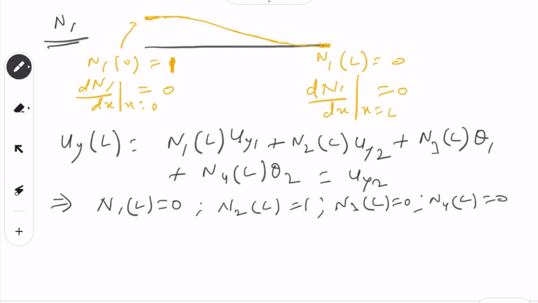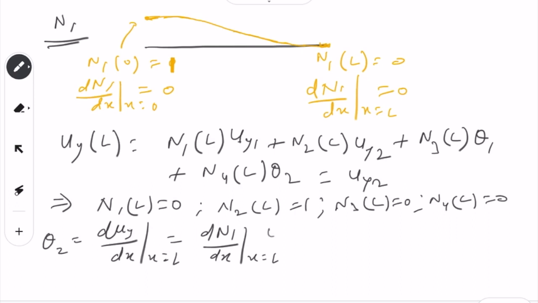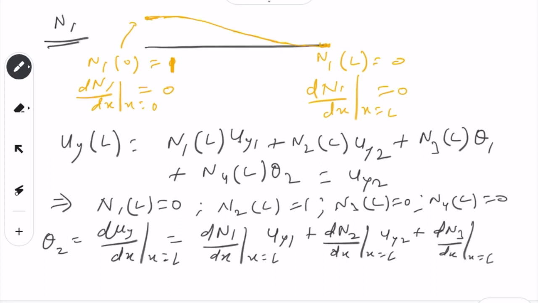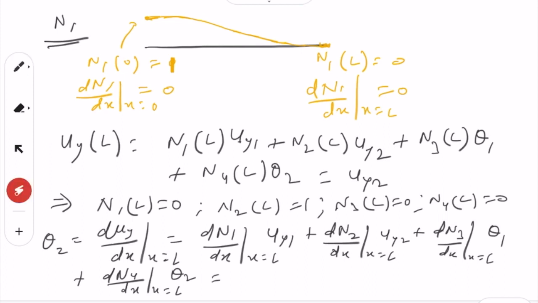Similarly, theta 2, which is equal to du_y over dx at x equal to L, will be equal to, so we will take the derivative: dN1 over dx at x equal to L times u_y1, plus dN2 over dx at x equal to L times u_y2, plus dN3 over dx at x equal to L times theta 1, plus dN4 over dx at x equal to L times theta 2, which is equal to theta 2 only, right. So, this is theta 2 only.